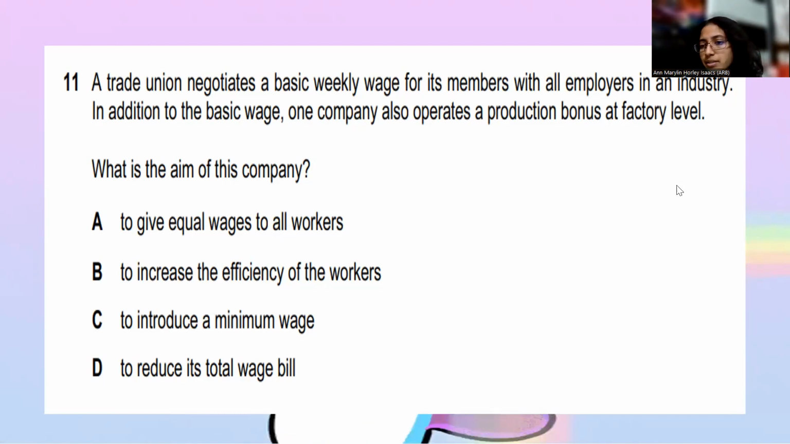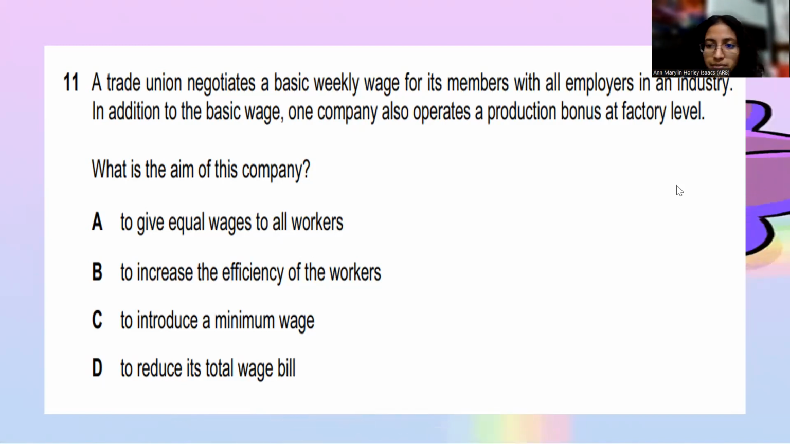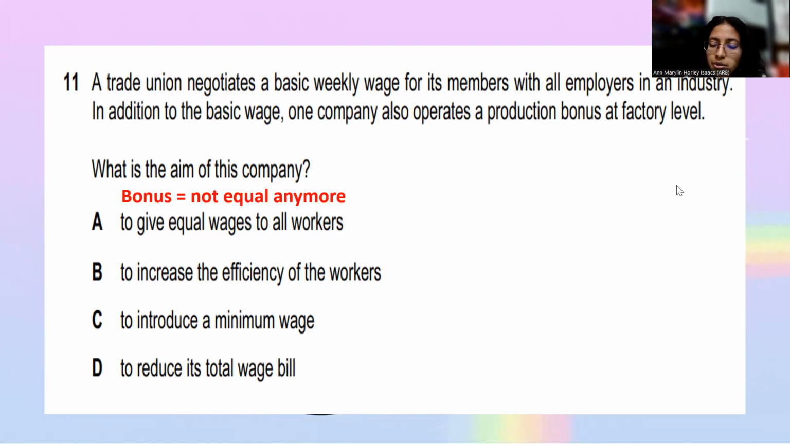So the moment that there's a bonus, is your aim to give equal wages? No, it's not possible, because now you're trying to invite workers to perform better. And if they perform better, you're going to reward them with this bonus. So the very fact that there's a bonus means not everybody's earning the same thing anymore.